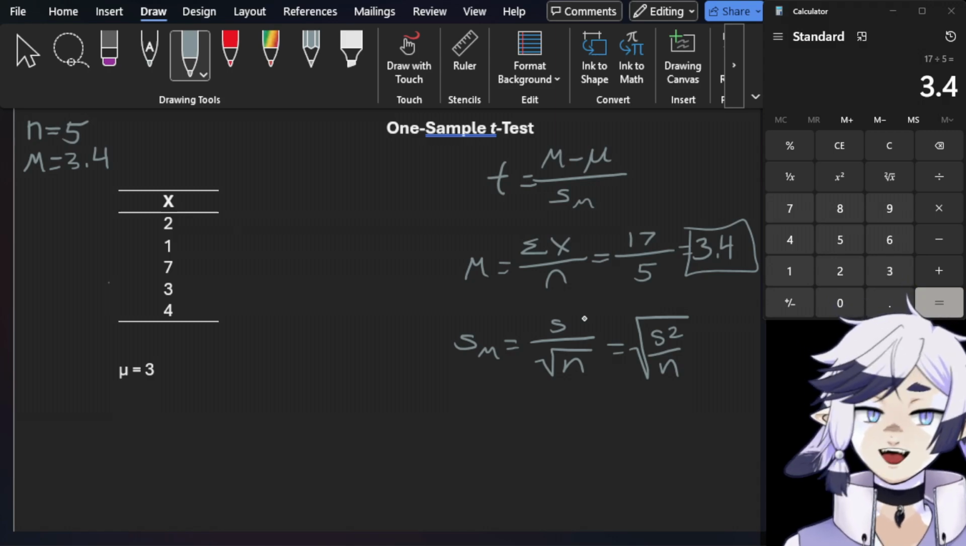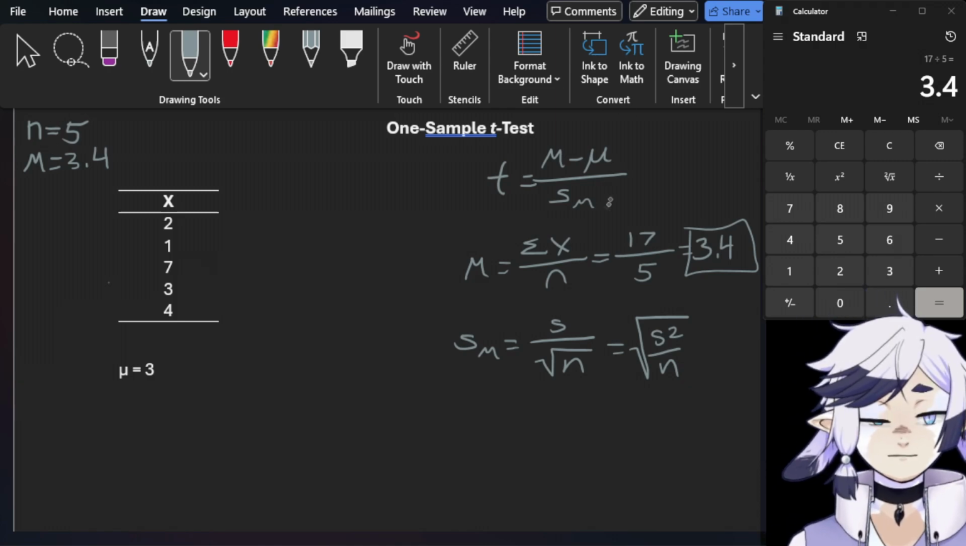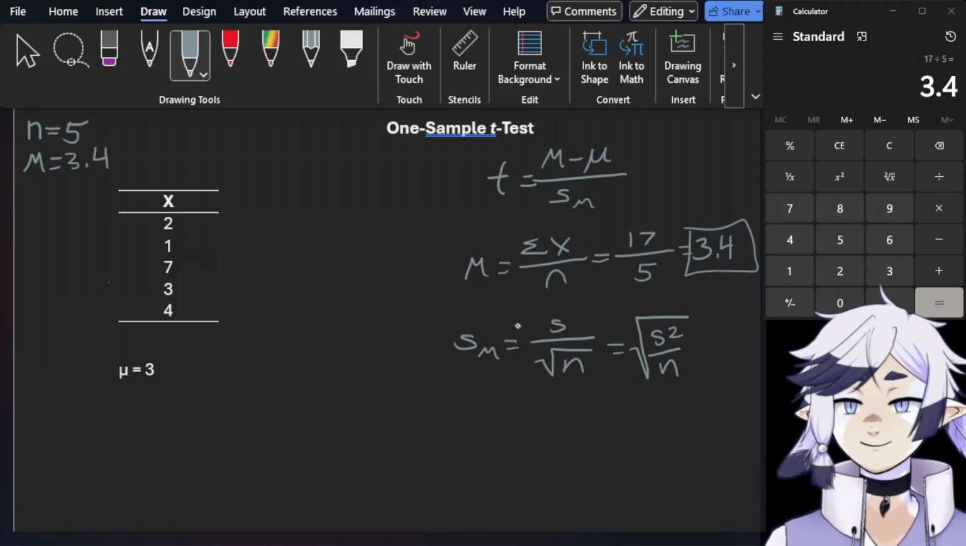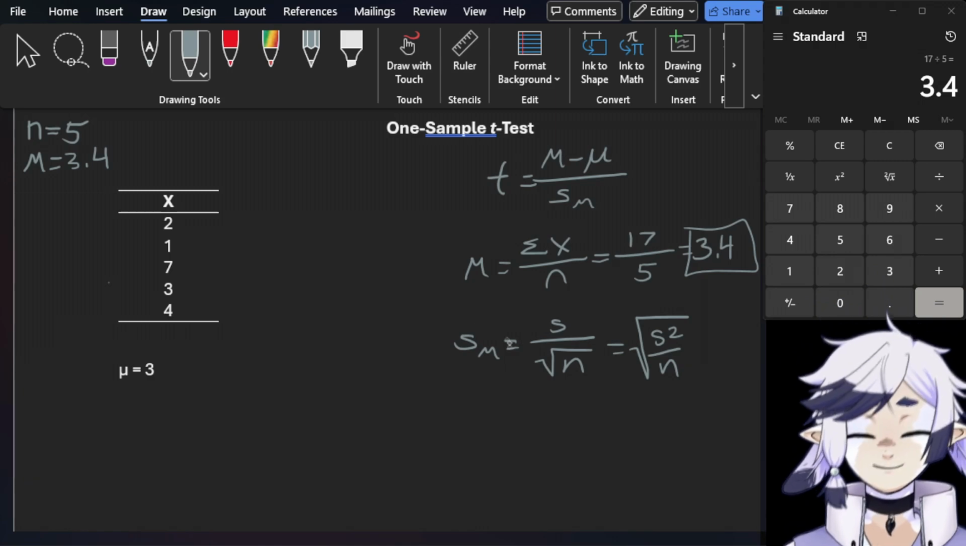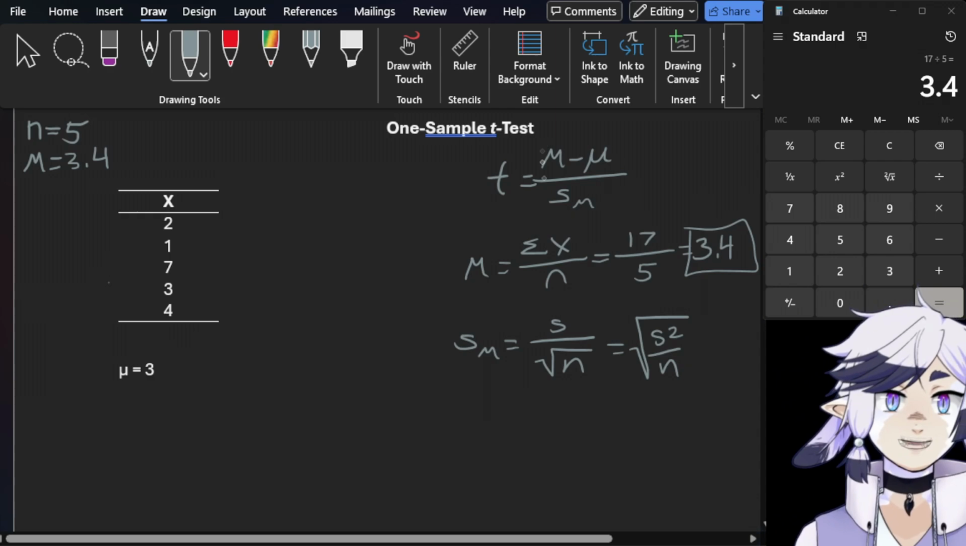We need one of those two. But we at least have the denominator. We at least have the sample size, which is 5. So we need to figure out the standard deviation before we can calculate the standard error, which we need to calculate t. So how do we do that?